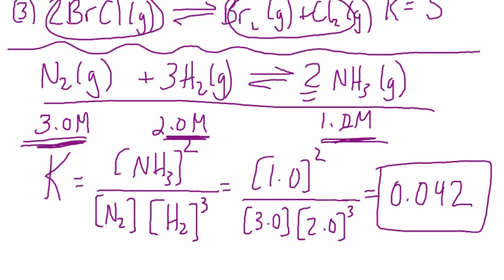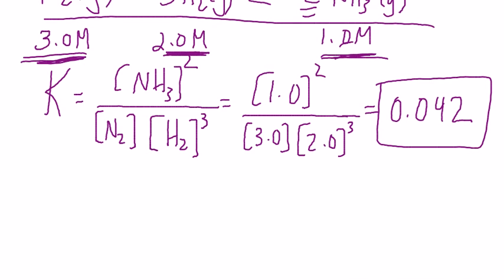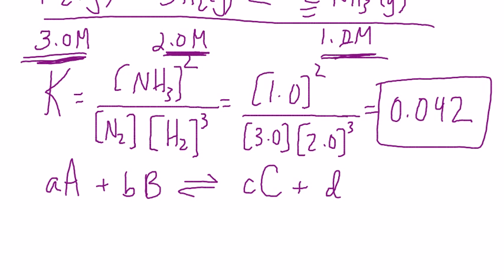Another thing to note is that the equilibrium constant has no units. The general way we calculate equilibrium constants for any generic reaction is where the products are C and D and the reactants are A and B, and the lowercase letters are the coefficients in the balanced chemical reaction.